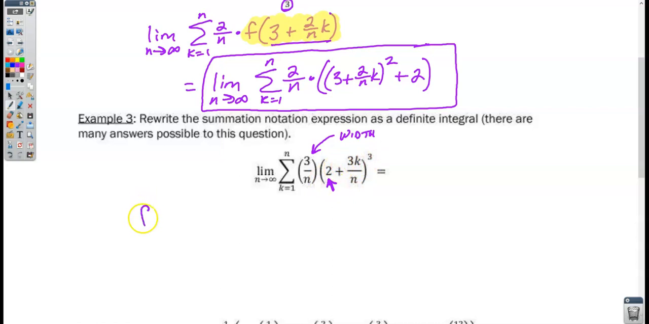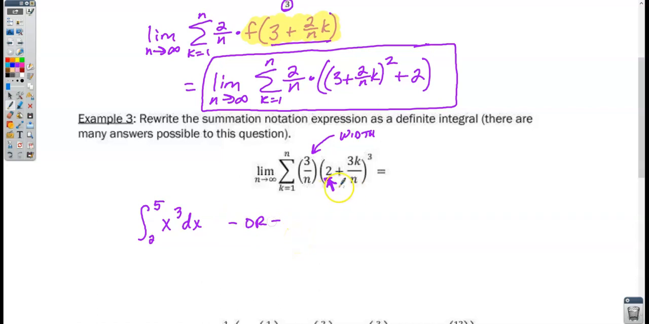So I could write this expression as the integral from 2 to 5. I get 2 to 5 because we're taking a width of 3 and dividing it by n. Integral from 2 to 5. And then this is our starting point, our left endpoint. And this is our width. And our function is taking what's inside there and raising it to the third power. So there is an integral that represents that particular summation. Now there are others. In fact, there are an infinite number of others that I could write.